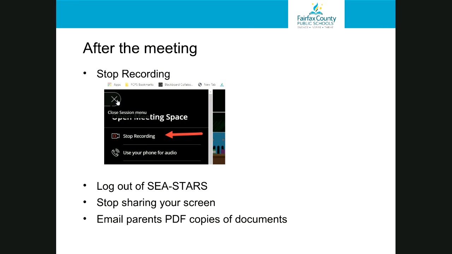So after the meeting, once you're ready to stop recording, you'll go all the way up to the top, and you'll go into the settings space, and then you'll go to stop recording. At that time, you'll log out of C-stars, you'll stop sharing your screen, and then just make sure that you have emailed copies of all the documents to the parent.